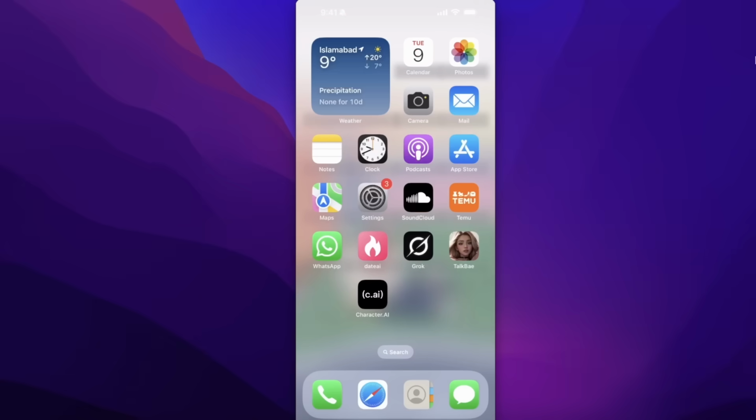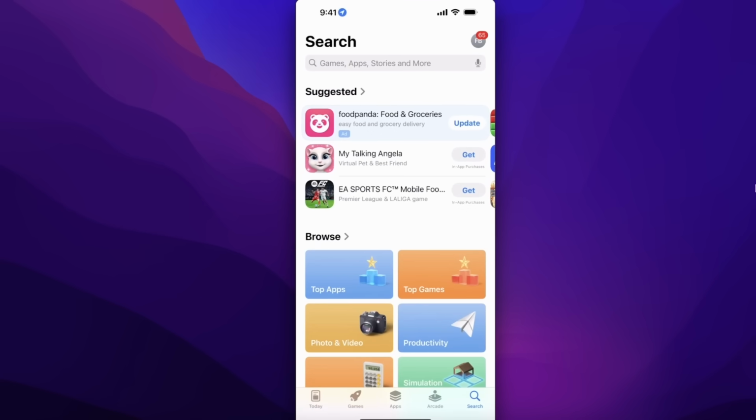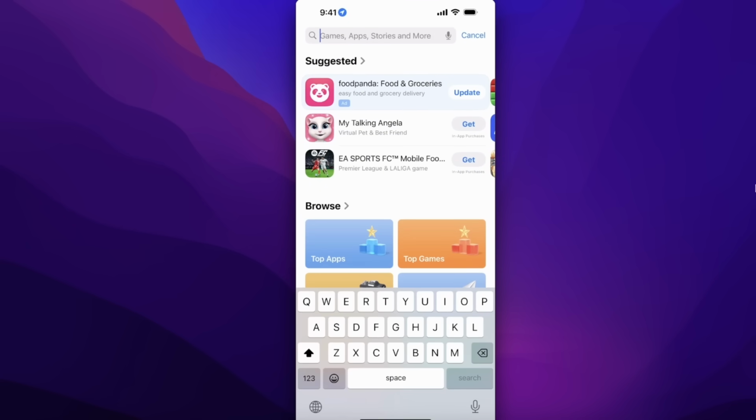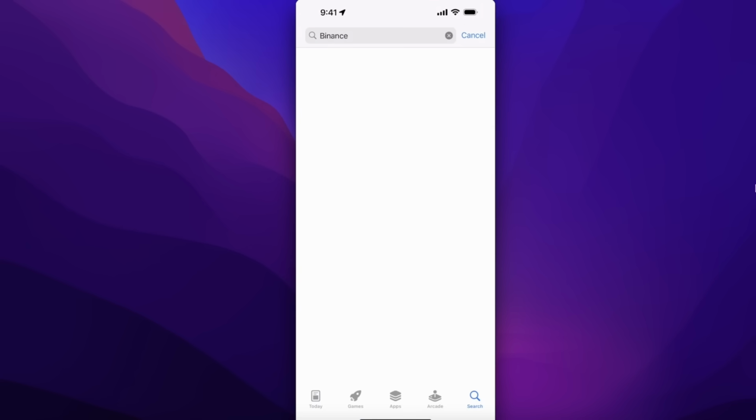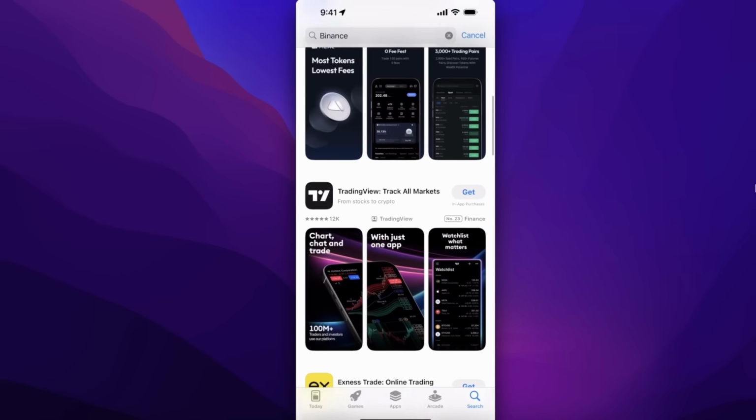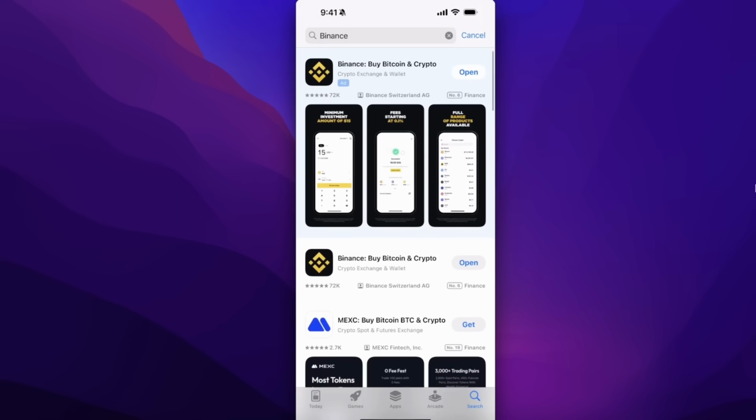Now let's get started. First off, you're going to go into your Google Play Store or your App Store. So we're going to go into our App Store over here, and then we are going to search for Binance. Now you're probably going to find two Binance applications. One might just be the regular Binance application, and the secondary one might be the Binance wallet. Often people confuse the two. Wallets are usually for holding your cryptocurrency, whereas the Binance exchange is actually for trading crypto.